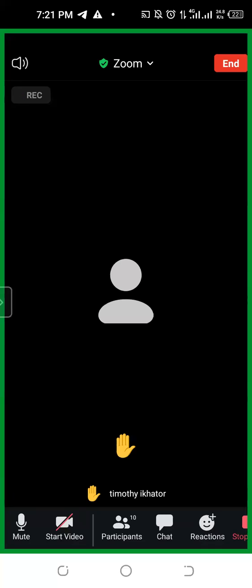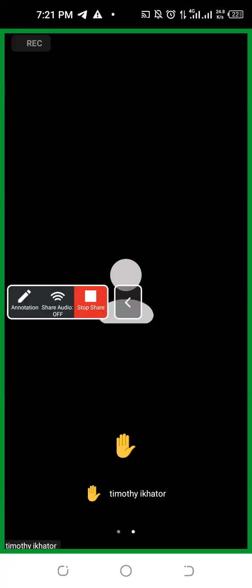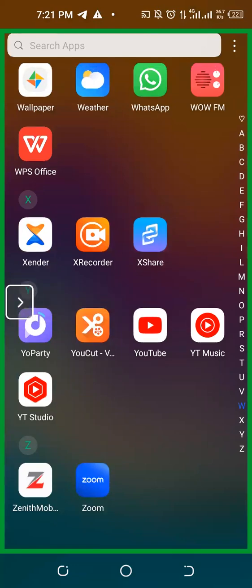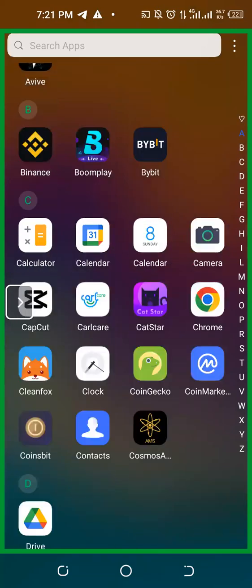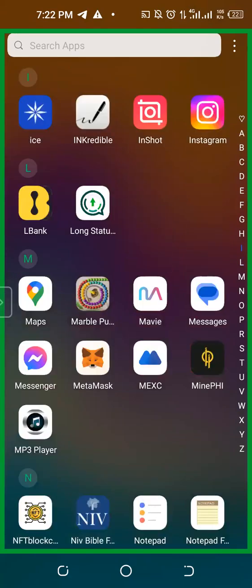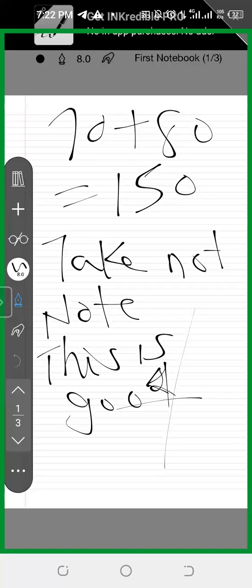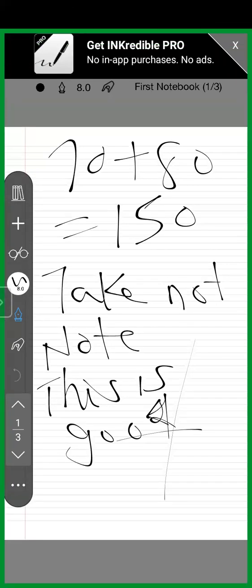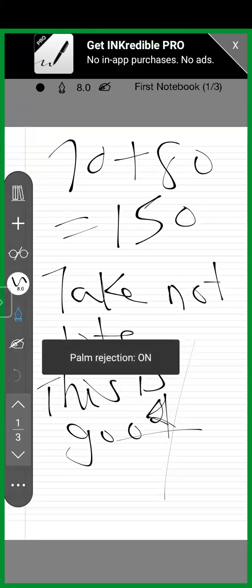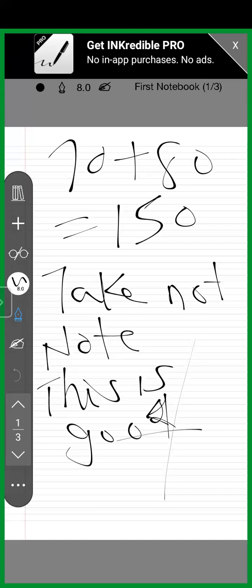Now, I think I have a chart here. I think there's one thing I downloaded. Okay, this is it. I don't know how to clean this thing now.